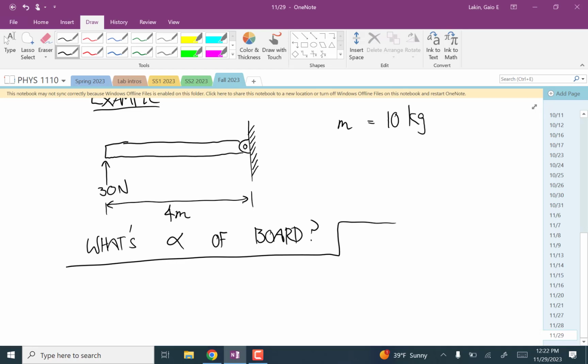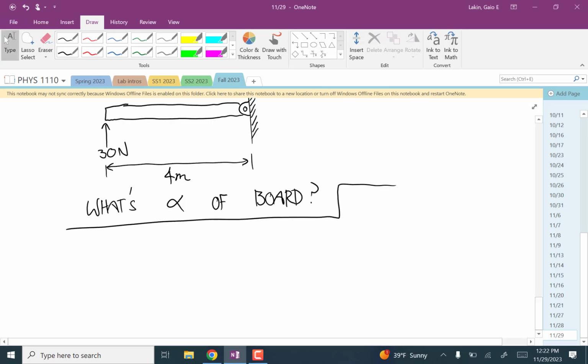Okay, so take a few minutes and see if you can work through this. I would say start out by calculating the moment of inertia, and then calculate the moments for each one of those forces and go to rotational Newton's second law. And after you work on it for a while, I'll go through it so you can compare your steps.